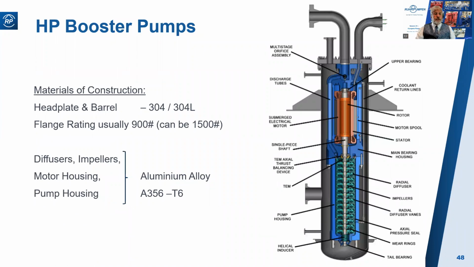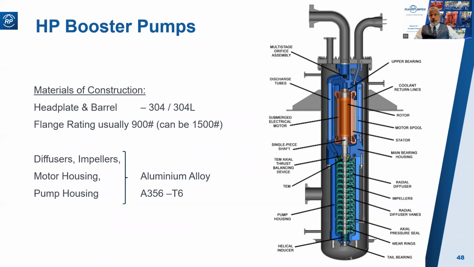There's the metallurgy for these pumps. Head plates and barrels, typically 304, 304L. And the flange rating of this discharge is usually about 900 pounds, can be 1,500 pounds. Diffusers and impellers and the motor housing and the pump housing are made of aluminium alloy, A356 type T6.